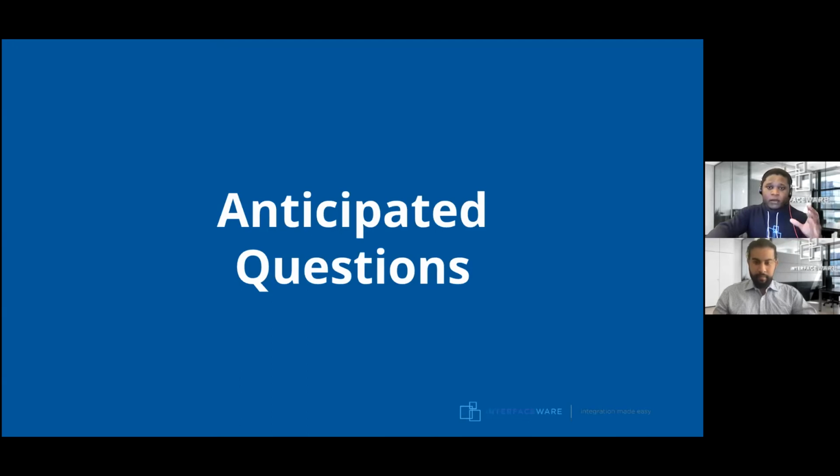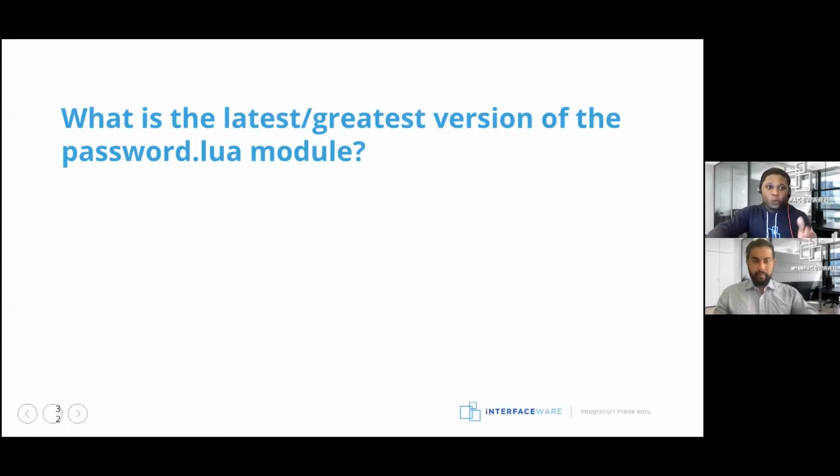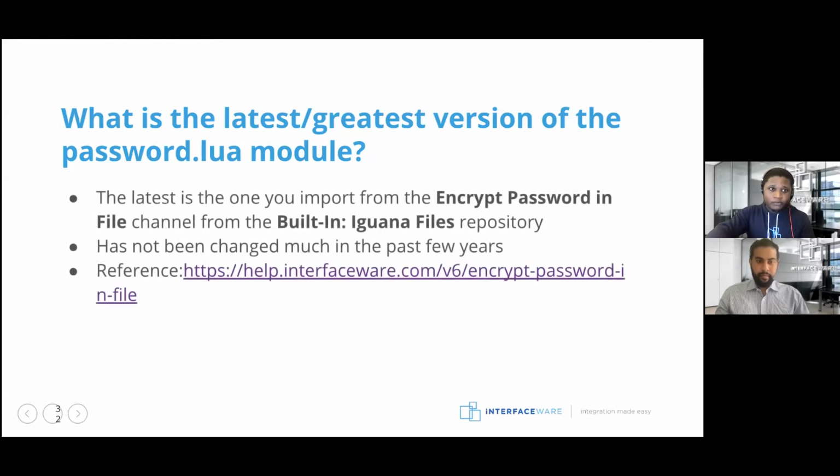Before we go into Q&A, I want to answer two anticipated questions that I believe might have been simmering for a bit. The first is where you can get this module. The latest one you can get is directly from your Iguana instance in a built-in repository. It's called encrypt password and file from the built-in files repository. It hasn't been changed too much in a few years, and you can access it at that location. And again, these slides will be shared, so you can opt to get them now from a screenshot, or you can get them later.